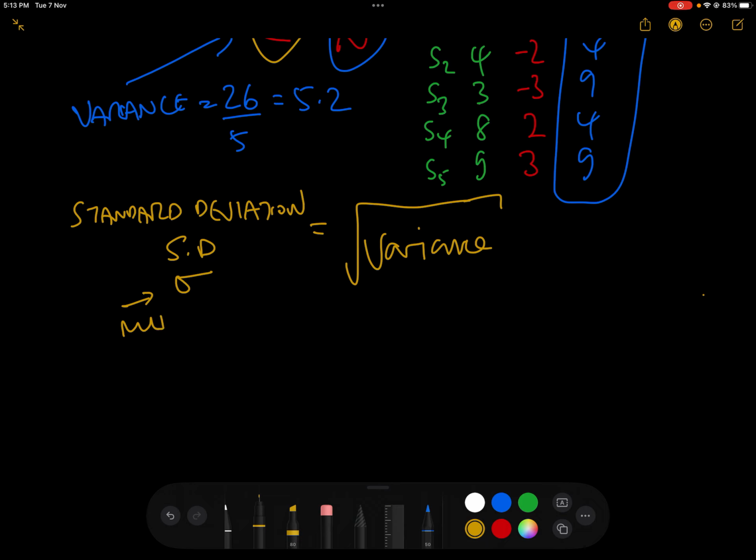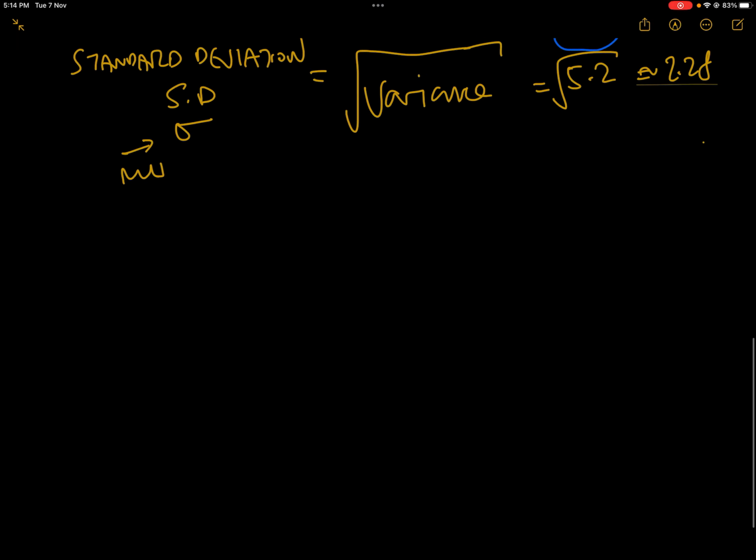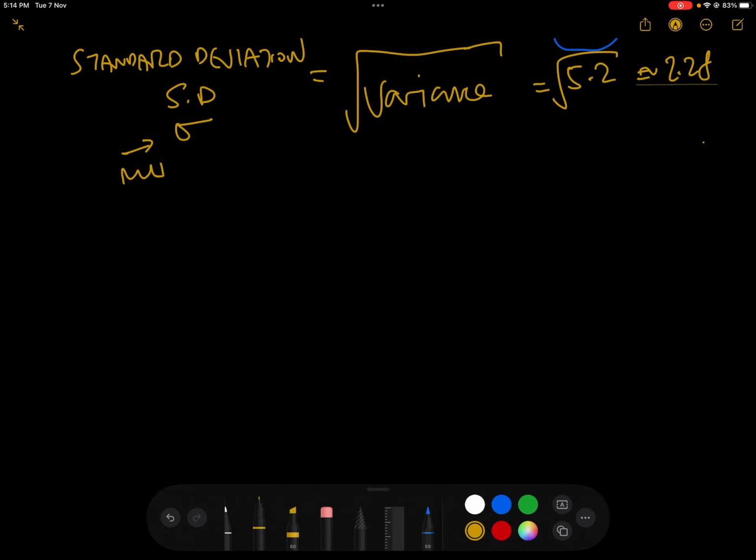So the standard deviation, or mu, is the square root of the variance, and the square root of 5.2 is approximately 2.28. So the standard deviation of the 2023 result is around 2.28. Okay, so what does that mean? What that means is, on average, each participant moved the dial around 2.28 from the mean.